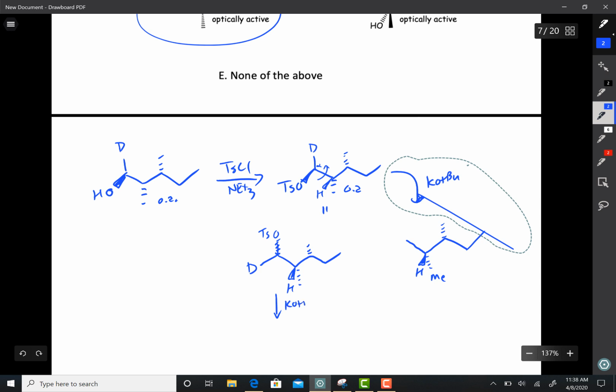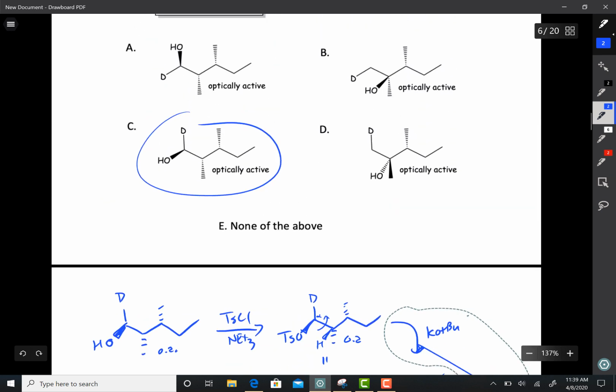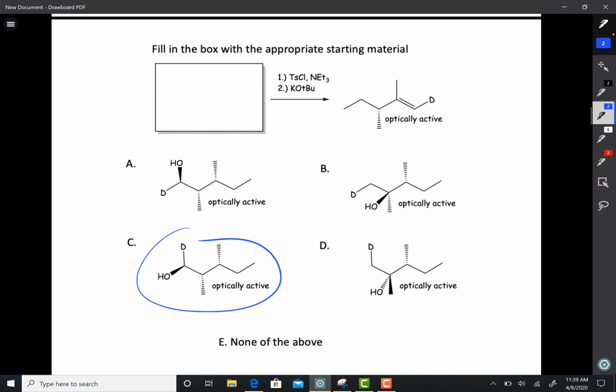So when you do the elimination, you draw the lines as the same, add in the double bond, and we get the deuterium and the methyl group cis to each other, and in the product, the deuterium and the methyl group are cis to each other. So it checks out.